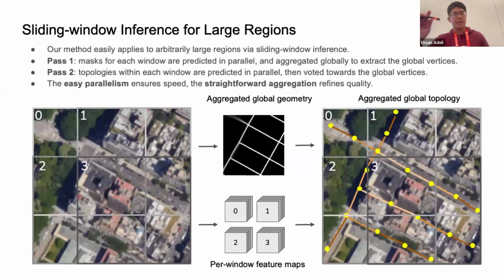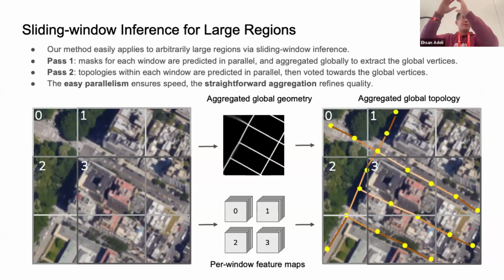So what happens is that there are two passes. Basically, we have these individual sliding windows. In the first pass, the masks for each window are predicted in parallel. So you have these individual masks. They are aggregated together in a global manner, so you can vote towards the large image. And in the meantime, when predicting the mask, we also cache the image features for each window.